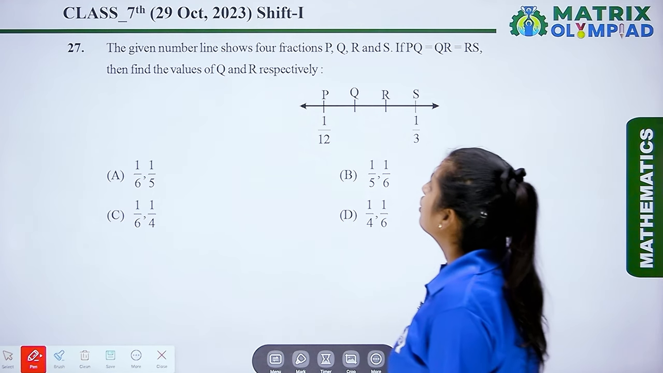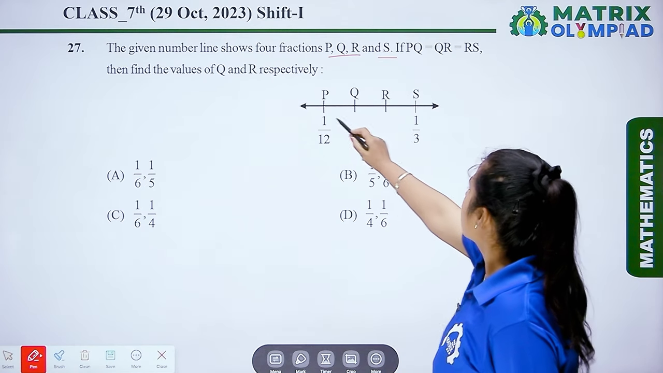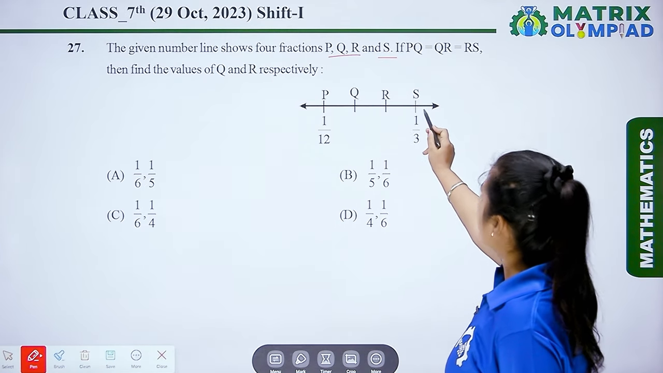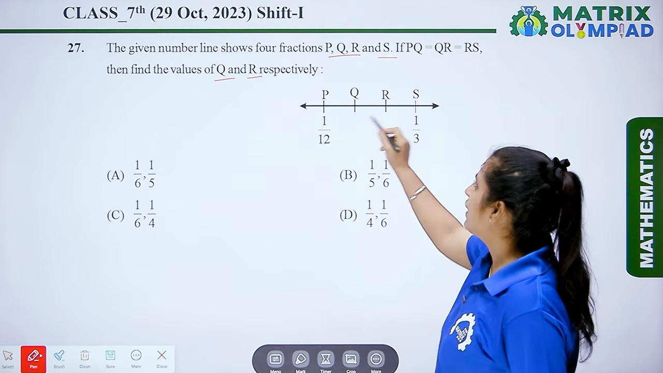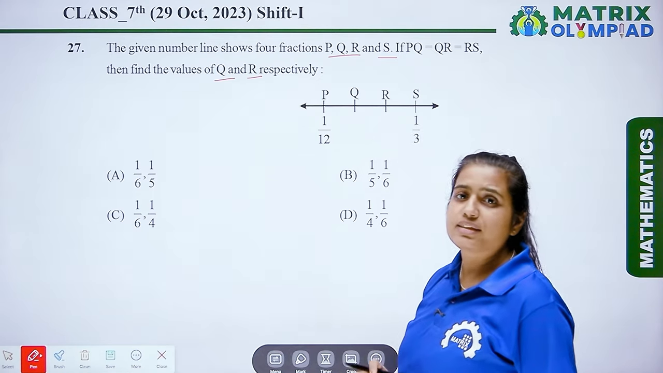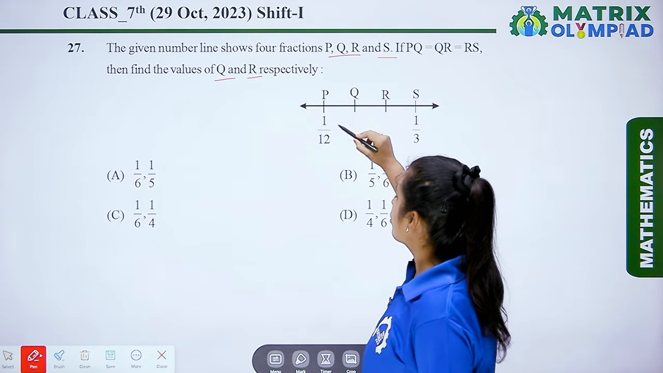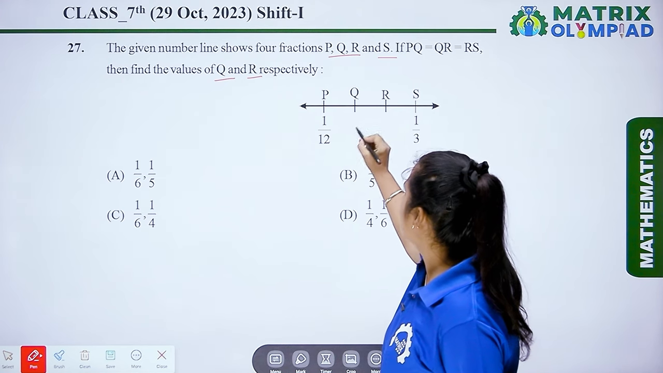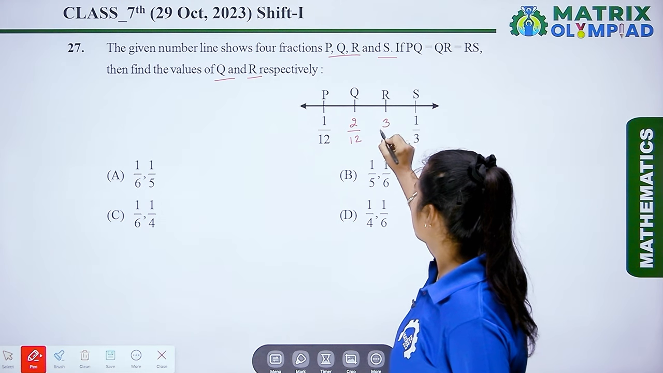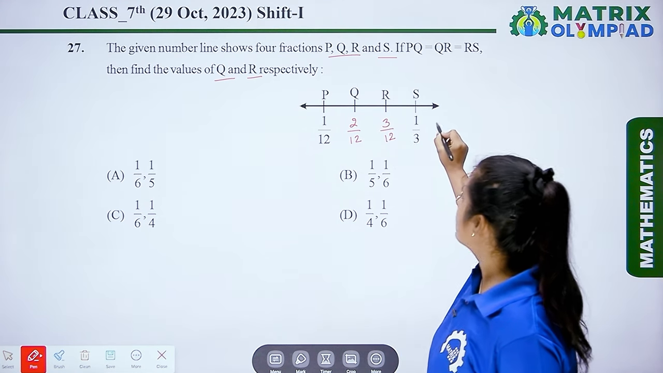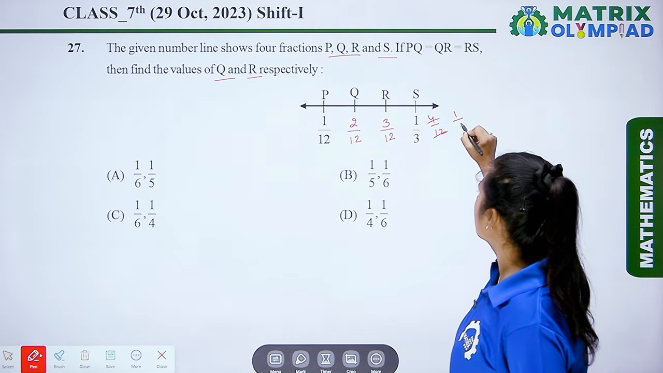The given number line shows four fractions P, Q, R, S. If PQ is equal to QR is equal to RS, then find the value of Q and R respectively. This is a very simple question. So here, let's check the fraction of point P. It is 1 upon 12. For Q, we will have 2 upon 12. For R, we have 3 upon 12. And for S, we can say that it is 4 upon 12. After reducing, we get 1 upon 3.